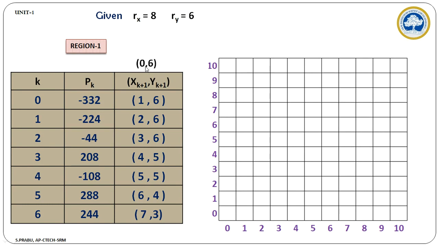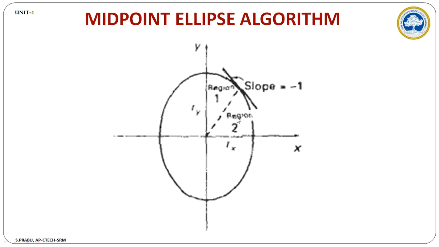So the initial point is 0, 6. So I draw the pixel in this coordinate. Then the next value is 1, 6. Next value is 2, 6. Then 3, 6. Then 4, 5. 5, 5. 6, 4. And 7, 3. So we completed the region 1 part. Now we move to the region 2.